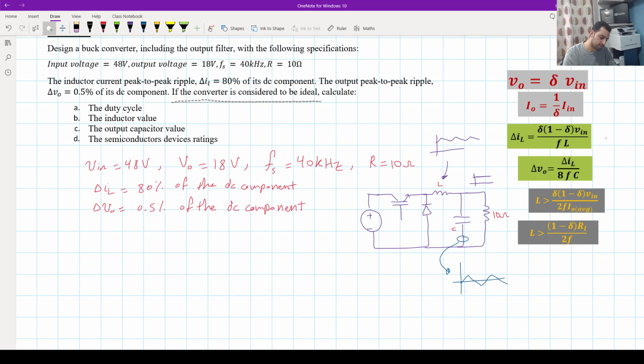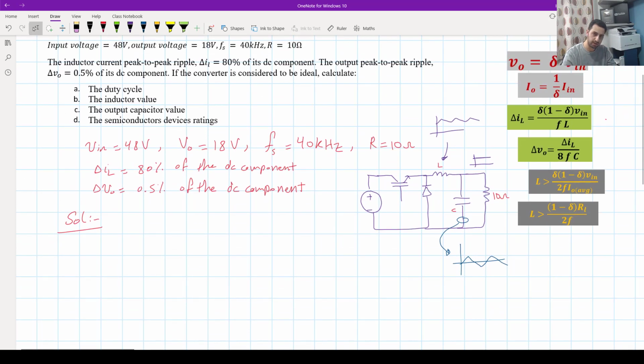Now, if the converter is considered to be ideal, that means the losses for the diode and the IGBT or the switch are 0. So what are the requirements here? The duty cycle, the inductor value, the output capacitor value, and also the semiconductor device ratings. If we want to select one of the switches, which one, and what voltage and current capabilities should it handle. So now let's start with the solution.